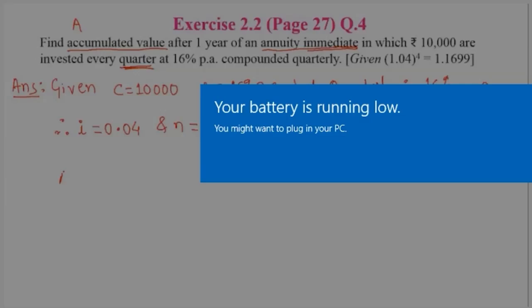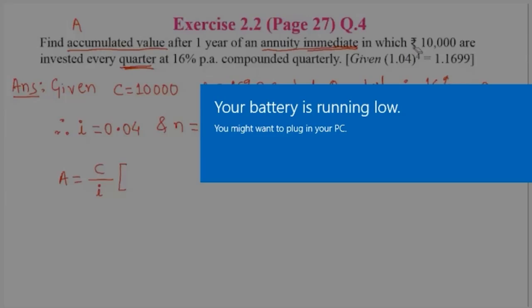दूसरा दोस्तों आपको शॉर्टकट भी बोला ना, इधर गिवन में क्या दिया है? 1.04 raised to 4. Raised to is positive. Whenever raised to is given, raised to is positive, that means क्या ढूंढना है आपको? A और A dash दोनों में से कुछ भी हो सकता है. Okay, it is annuity immediate and therefore A. क्या आएगा? Square bracket open, round bracket open, 1 plus I bracket raised to n minus 1. This is the formula.